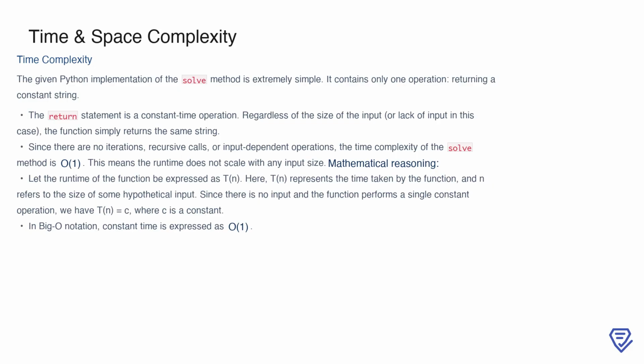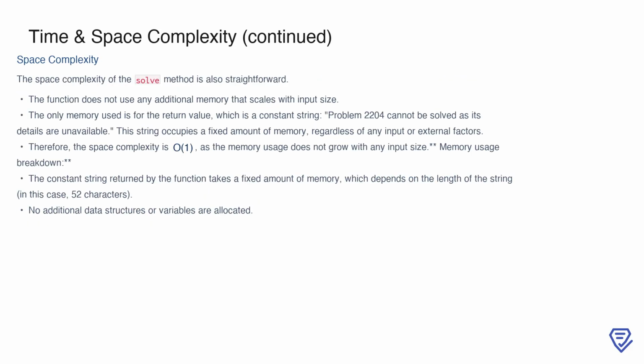To break it down mathematically, we can express the runtime of the function as T(n), where n represents the size of a hypothetical input. Here, T(n) equals a constant value, c, because the function performs one fixed operation regardless of n. In big O notation, such constant operations are represented as O(1), indicating that the runtime does not scale with input size. Now, let's examine the space complexity of the solve method.